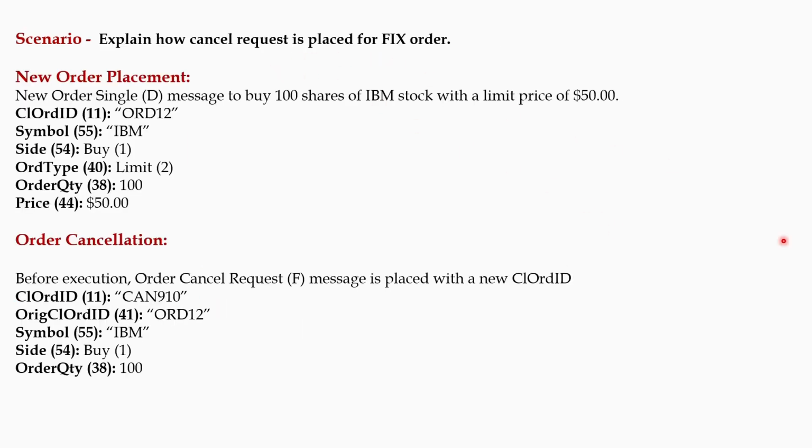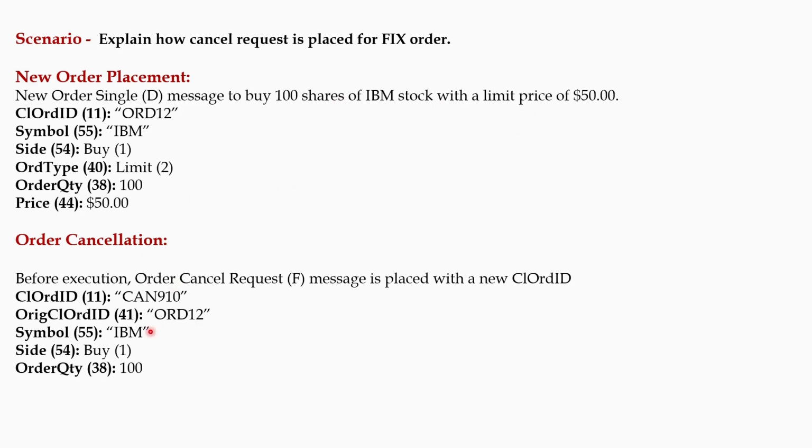Explain how a cancel request is placed for a FIX order. Till now we saw amend order and new order. Now let us see how a cancel request is placed. So, a new order single D message to buy 100 shares of IBM stock with a limit price of $50. Client order ID is order 12, symbol IBM, 54 is buy, 40 is limit, that is 40=2, 38 is 100 since we need to buy 100 shares, and a limit price of $50.